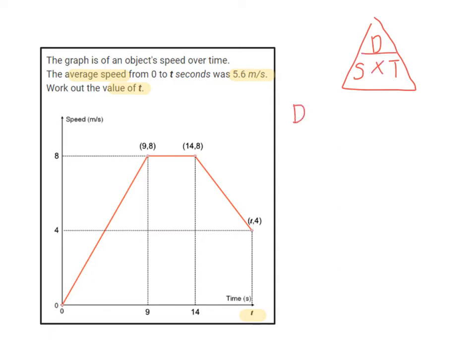So my distance, I can figure that out because I know that the distance is the area under the graph. So let's have a look at that first. Let's just have a look at this triangle here to start with. So I've got this triangle and it's got a base of 9, a height of 8, so 9 times 8 is 72, divide by 2 because it's a triangle, I get that that's 36. Let's write that on there first. So I've got a distance of 36. I haven't finished because now I've got to do this rectangle as well.